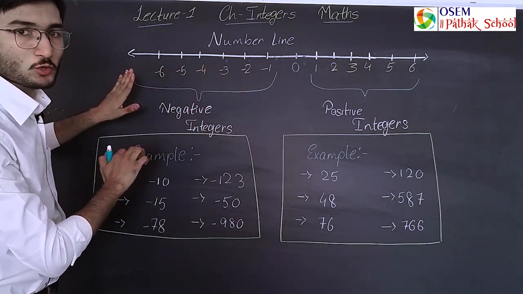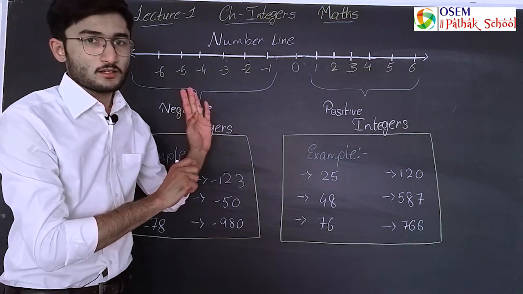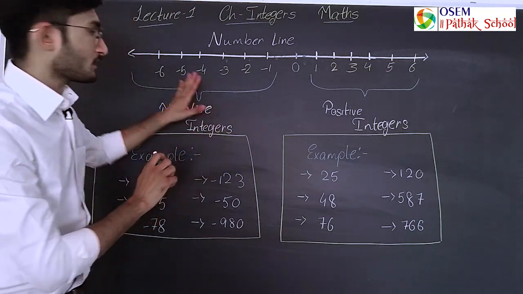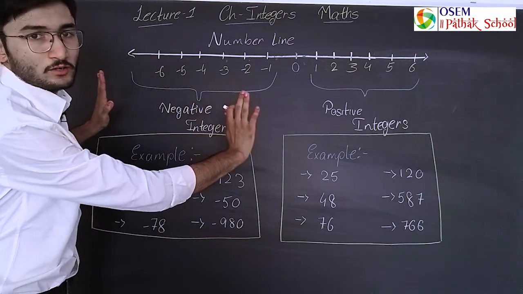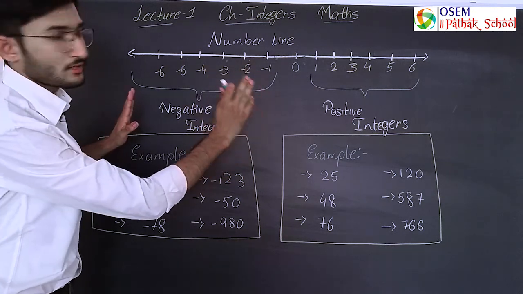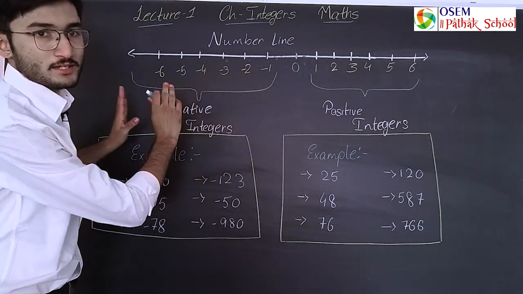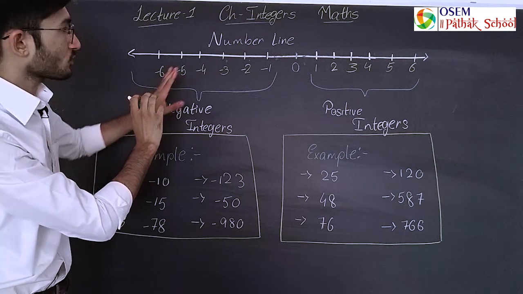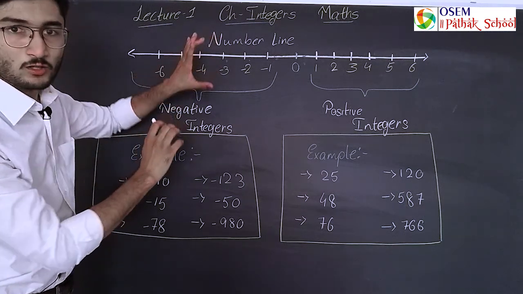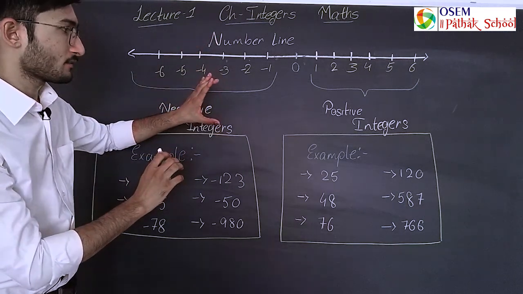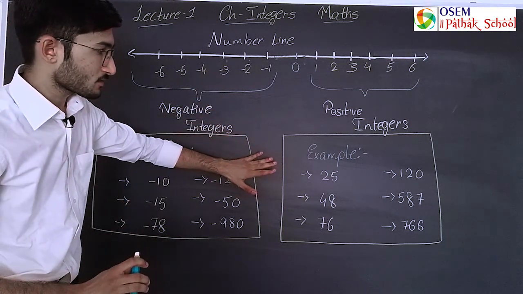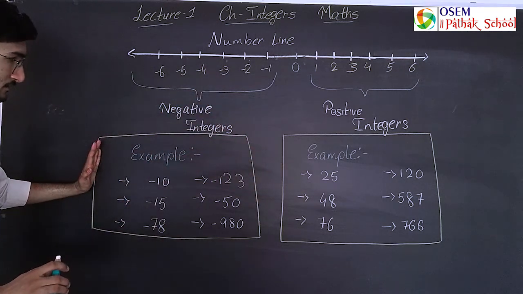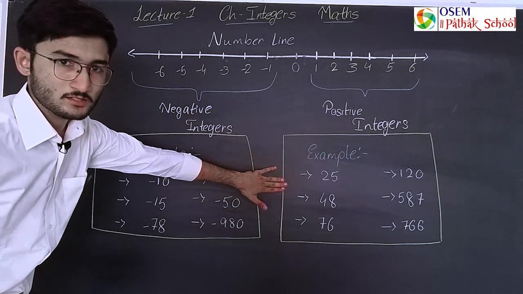Here also you can go to the infinite numbers. It doesn't matter that you have to take this scale only from 1 to 6 in the positive and from -1 to -6 for the negative integers. So you have to represent all the integers on the number line. Here are some examples of the negative integers as well as the positive integers.